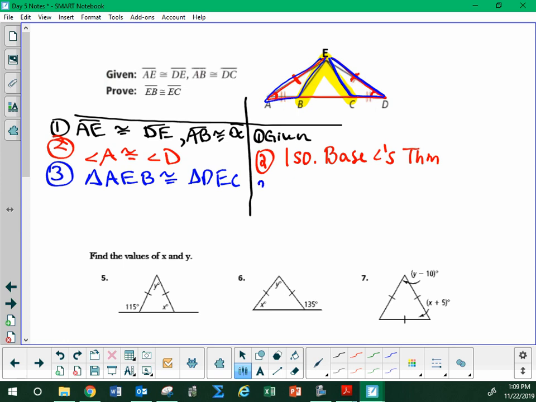And as Elise said, do we lose points if you don't put that little triangle? Yes. That would be by side angle side.